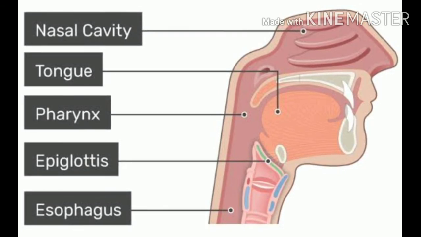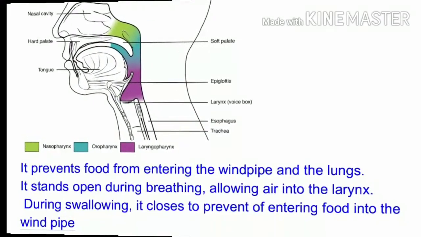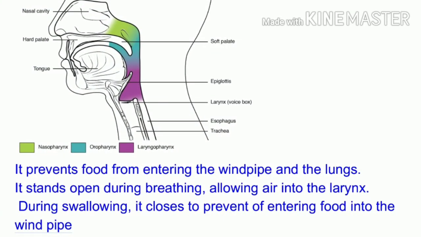Now let us see what the function of epiglottis is. Basically, as I told you, it is a flap-like structure which prevents food from entering the windpipe and the lungs. It stands open during breathing, allowing air into the larynx, and during swallowing the flap closes to prevent food from entering the windpipe. So this is the basic function of the epiglottis, right? I think you must be clear about what I have just told you.